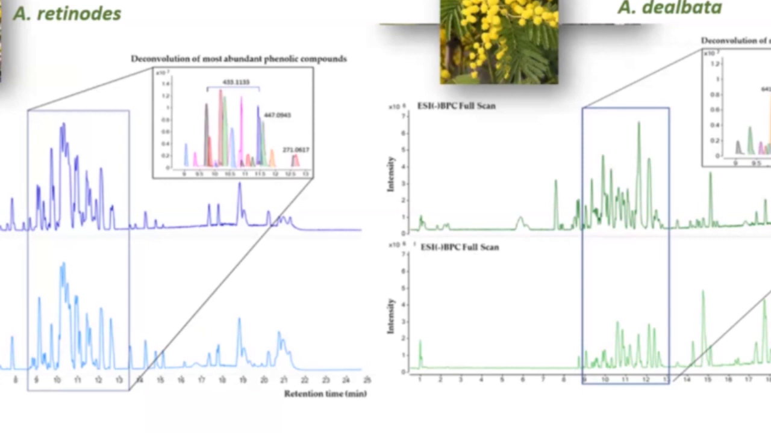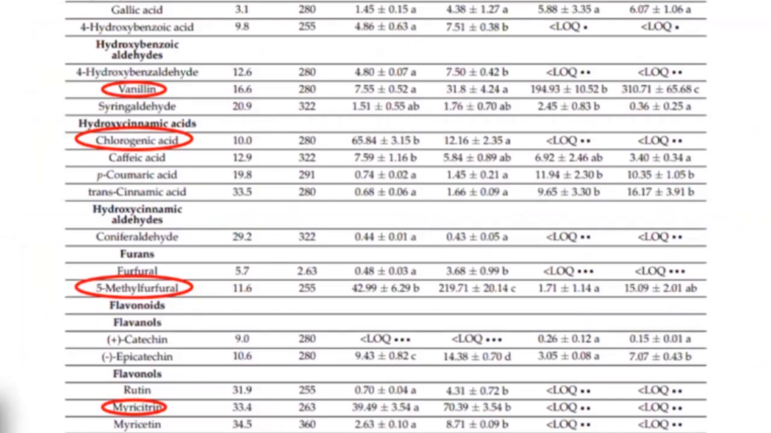In the image, we can see the representative base peak chromatogram profile in negative and positive mode from extracts of Acacia dealbata and retinoides. In this table, we see the compounds identified in the acacia flowers. In red, we see the ones that appear most abundant.